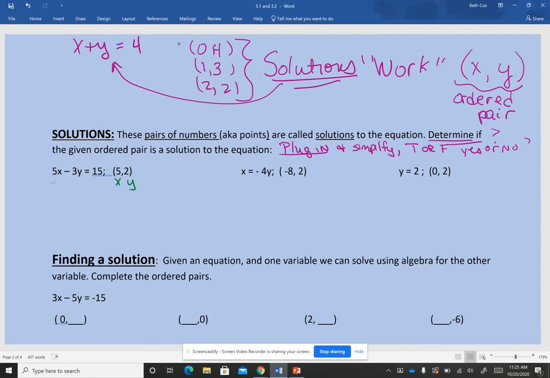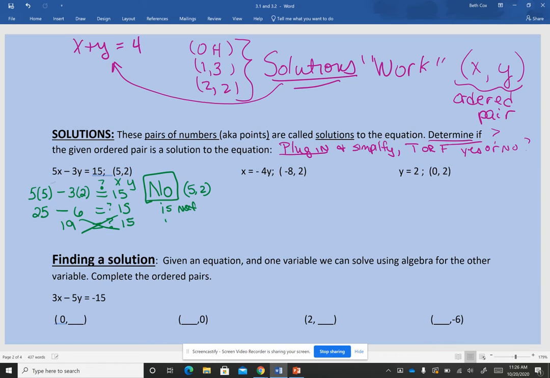Okay, so this means 5x, which means 5 times x, minus 3y, which means 3 times y. Does that equal 15? We're not solving, we're checking to see if it works. So then 5 times 5 is 25. 3 times 2 is 6. And the question is, does 25 minus 6 equal 15? Well, 25 minus 6 is actually 19, which is not equal to 15. So the answer to this question is no. The ordered pair 5, 2 is not a solution.